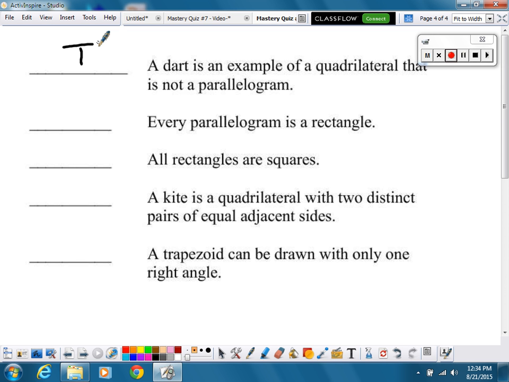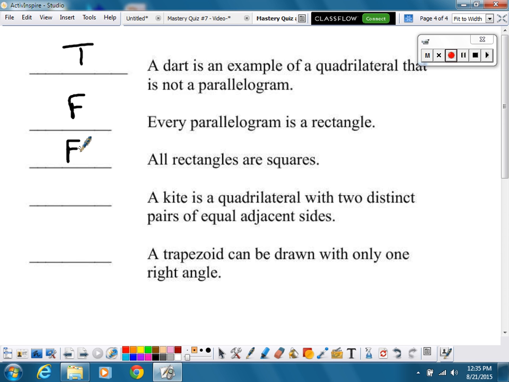Next, every parallelogram is a rectangle. That would also be false. We can draw lots of parallelograms that aren't rectangles. Are all rectangles squares? No, that would also be false. The opposite is true. If you were to say all squares are rectangles, technically, yes, that is true, but not all rectangles are squares.